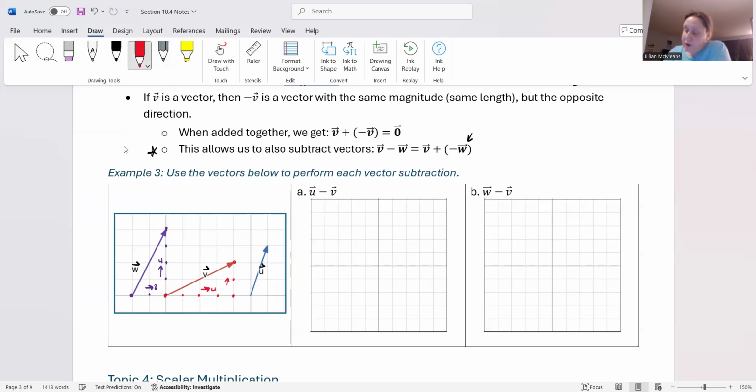And then finally, for vector U, to get from the initial point to the terminal point, we had to go to the right 1, and then we had to go up 1, 2, 3. So to the right 1, up 3.